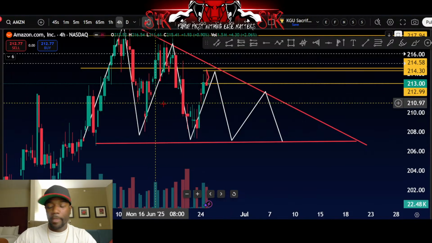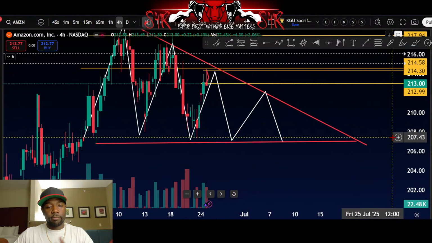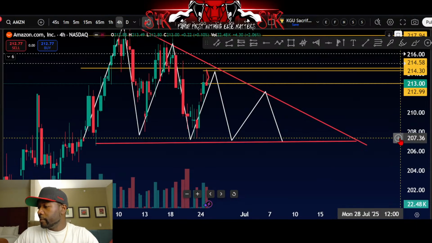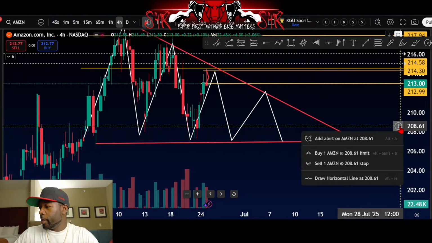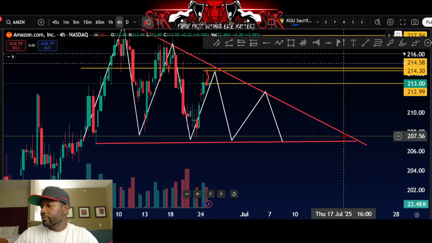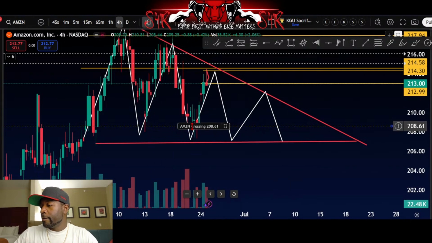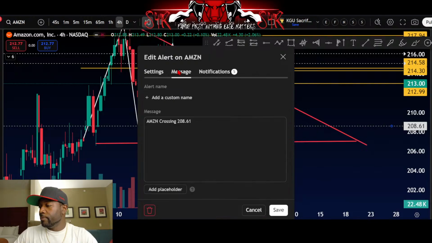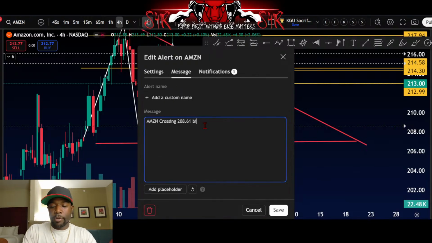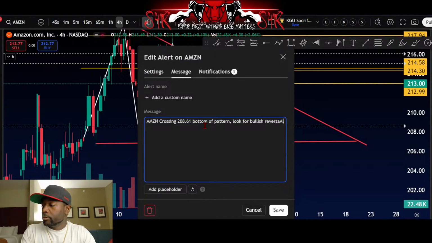Does that make sense? If I were you guys, what I'm going to do is set an alert right at 208 before it hits 207, just in case. And then I'm going to leave myself a message. I'm going to say bottom of pattern, look for bullish reversal or breakout. Actually, I can just do a slash breakout.